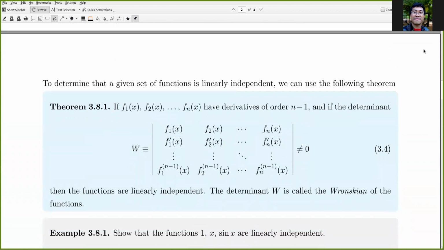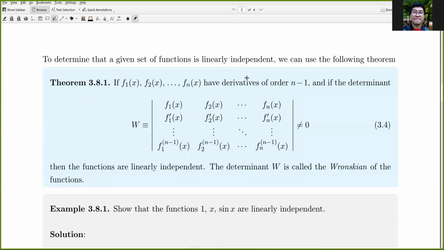To determine that a given set of functions is linearly independent, we can use the following theorem. If f1, f2, up to fn have derivatives of order n minus 1, and the familiar determinant W is not equal to 0, then the functions are linearly independent. This determinant W we already encountered previously. This is called the Wronskian.